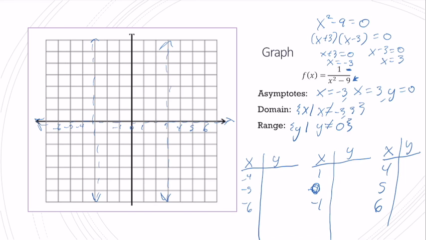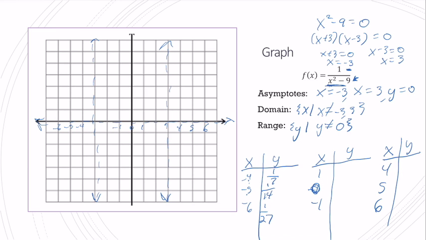Okay. So if x is negative 4, I have negative 4 squared. That gives me a positive 16. 16 minus 9 is 7, so I have 1/7. When x is negative 5, I have 25 minus 9 under 1. So 25 minus 9 is 16, so I get 1/16. Now let's say I have 6. 6 squared is 36. 36 minus 9 is 27. Oh my gosh. So I have 1/27. These are really tiny numbers. Let's go ahead and graph them as best we can.